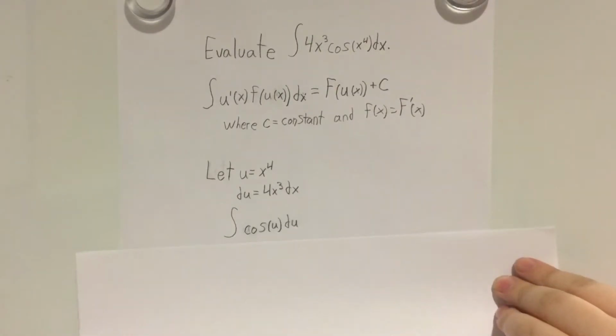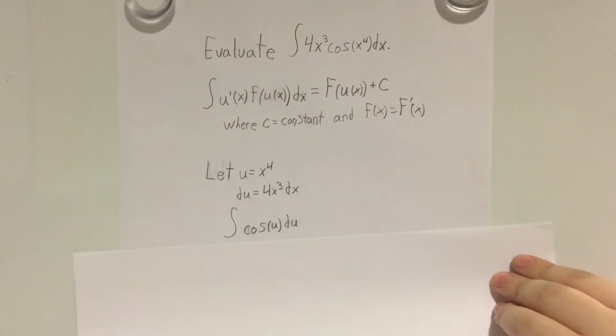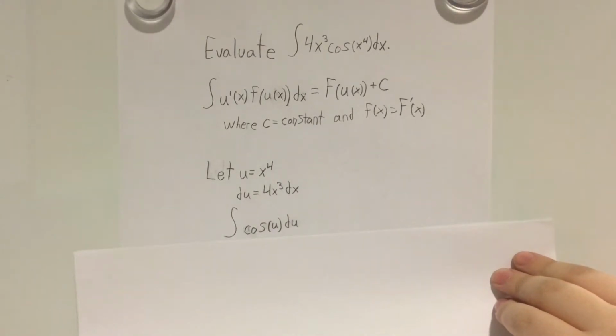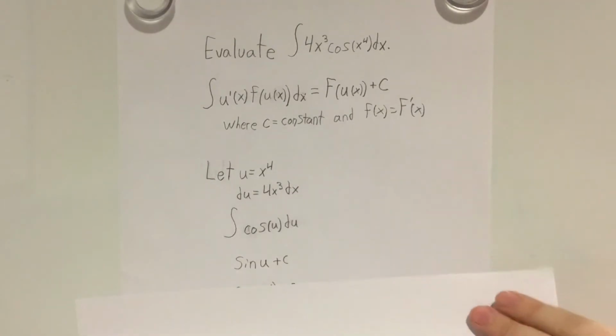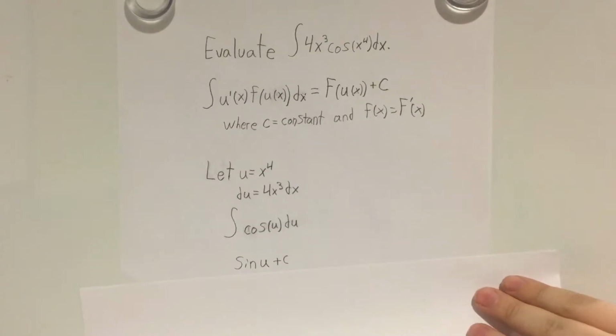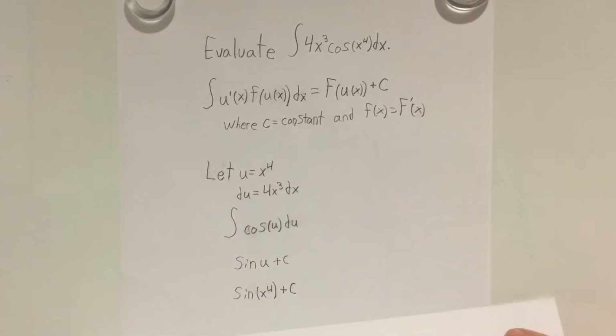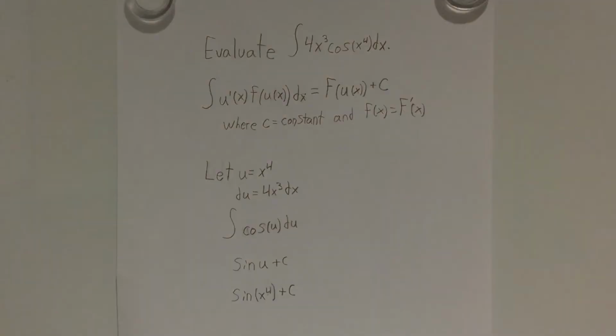Alright, now we're going to plug in u into the equation. Du replaces 4x cubed and dx. Next, we're going to find the integral of cosine of u, which is sine of u plus c, and then substitute back in the value for u, which is x to the 4th. And with that, you have evaluated the integral.